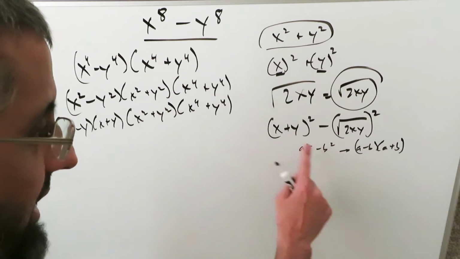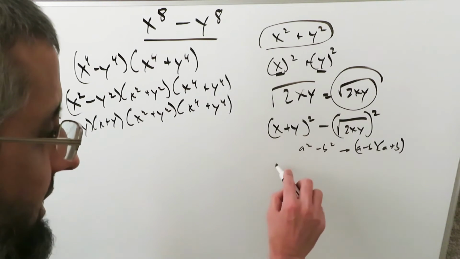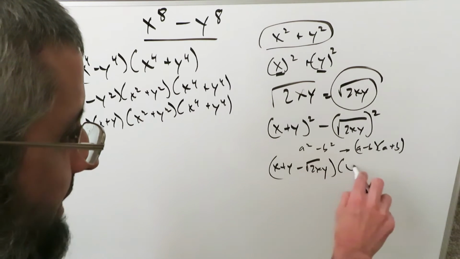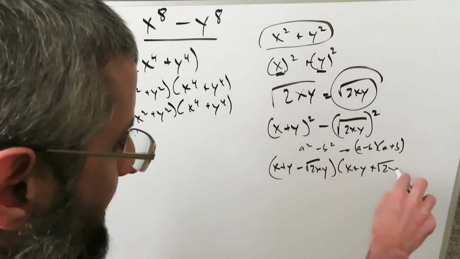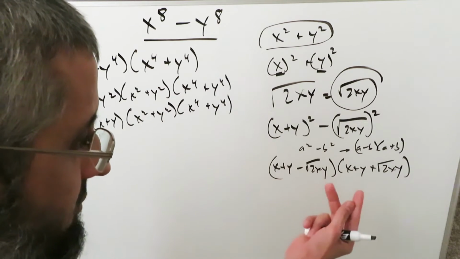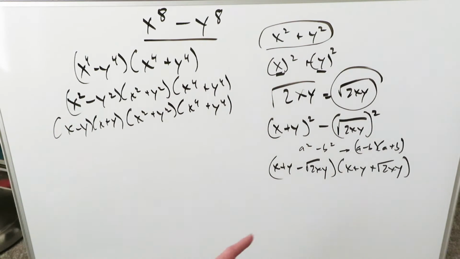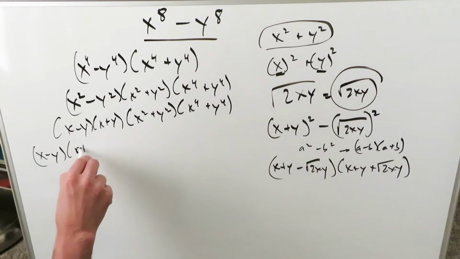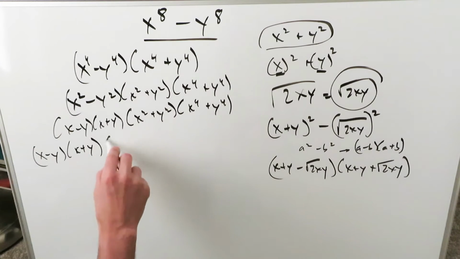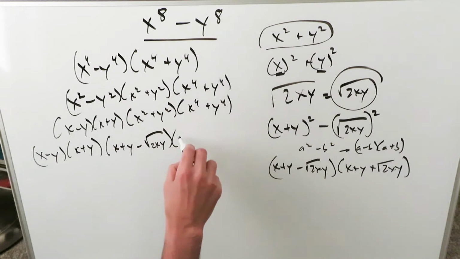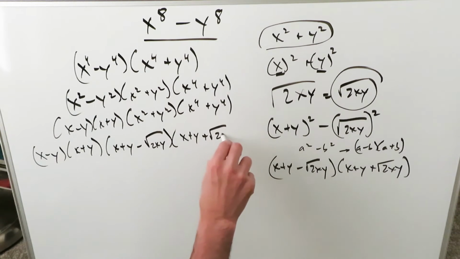Convert all of this into this. I have an a term, I have a b term. When you open it up, you'll have x plus y minus root 2xy times x plus y plus root 2xy. If you do the FOIL method and work on this, all the terms will cancel out except for two terms, which will give you x squared plus y squared, and that indeed will be the factors of that. And I'm going to bring it right over here. I have now x minus y times x plus y times the factor of this, which is x plus y minus root 2xy times x plus y plus root 2xy.